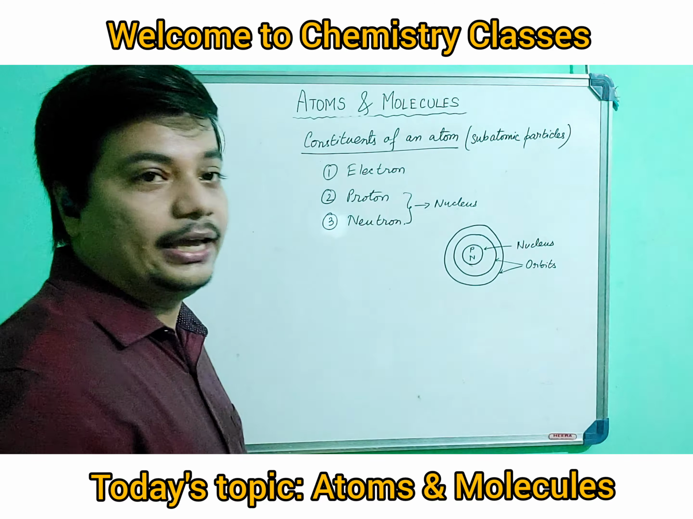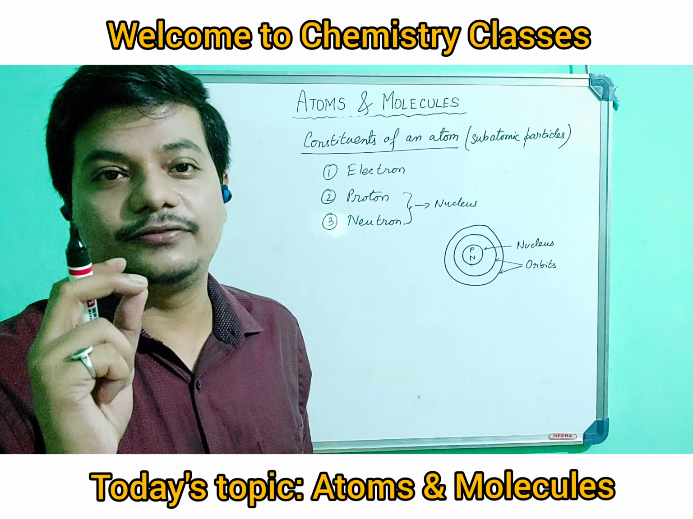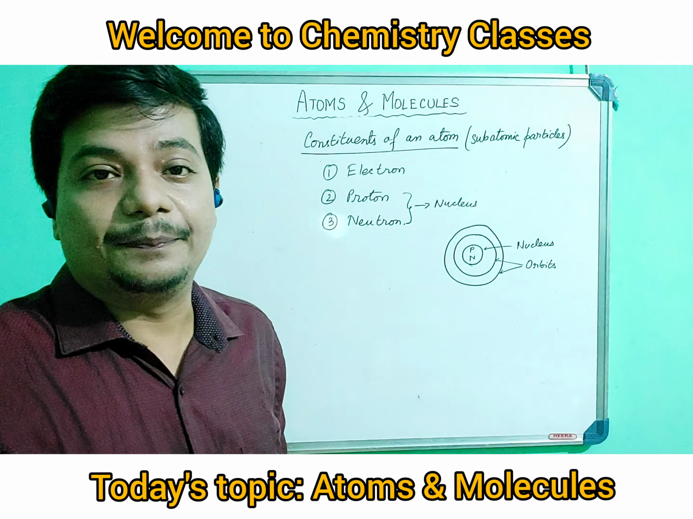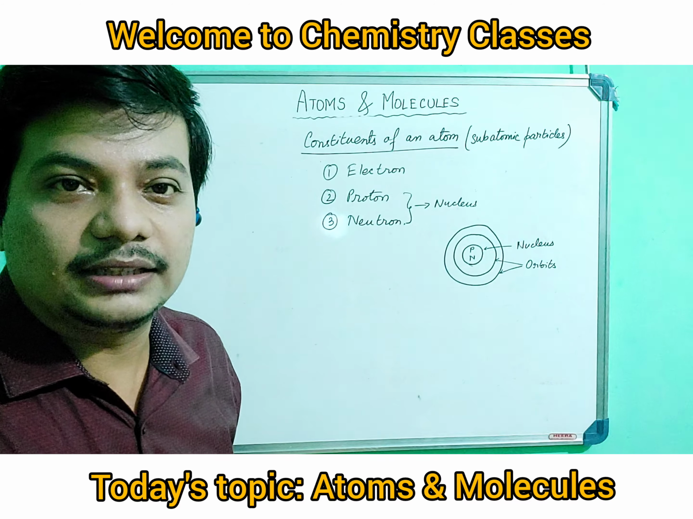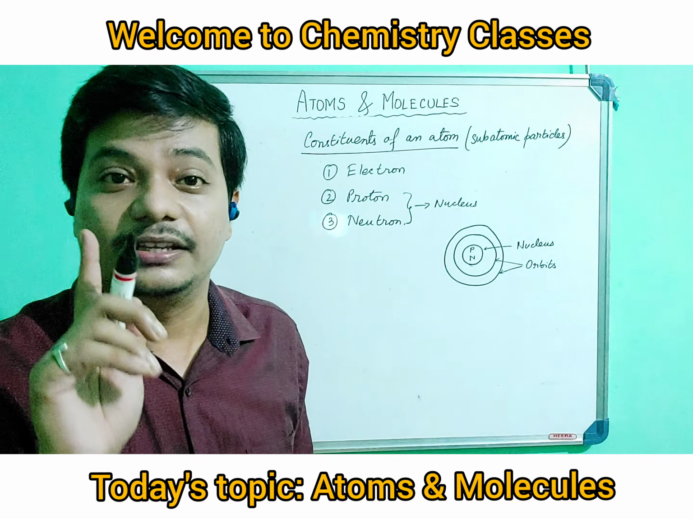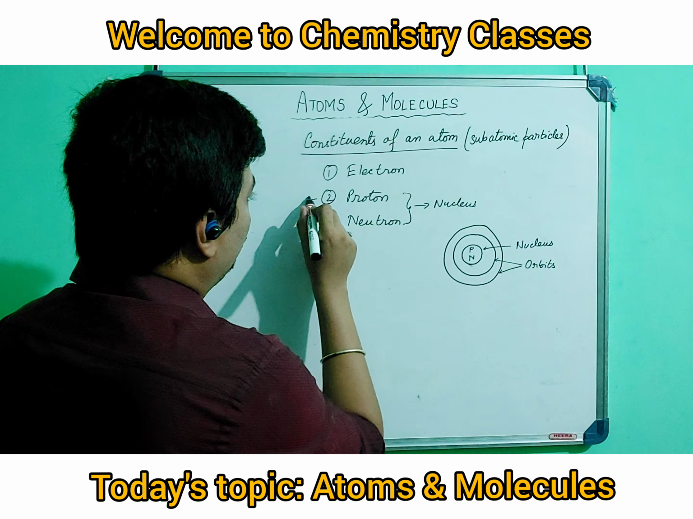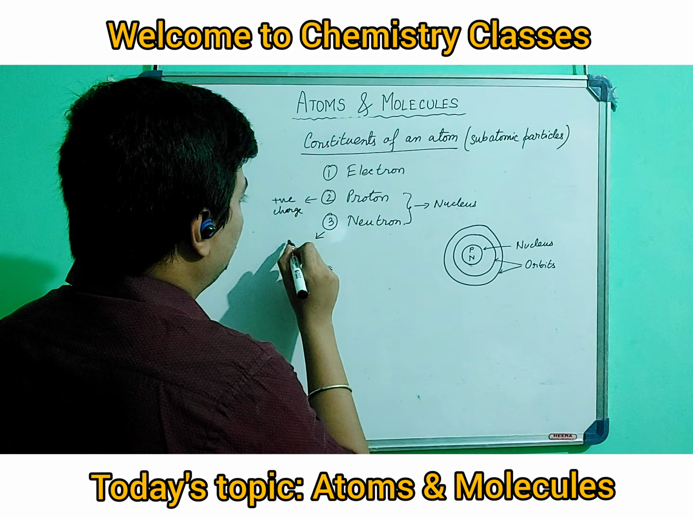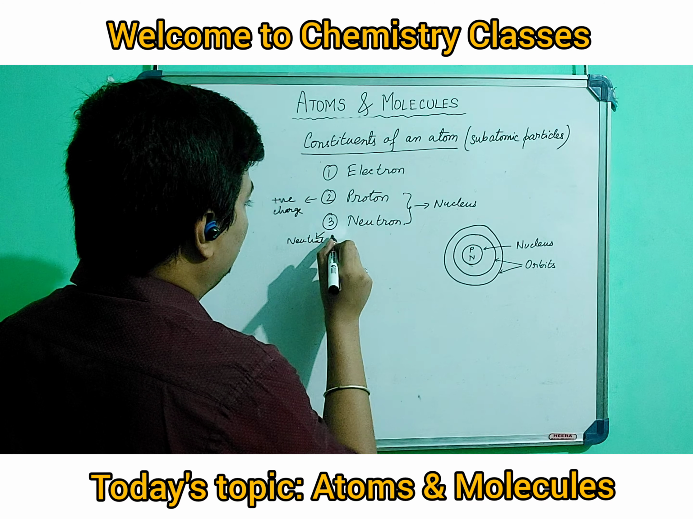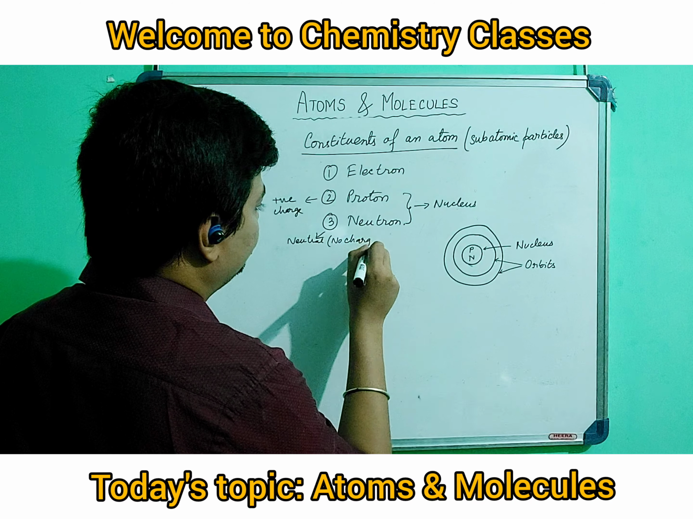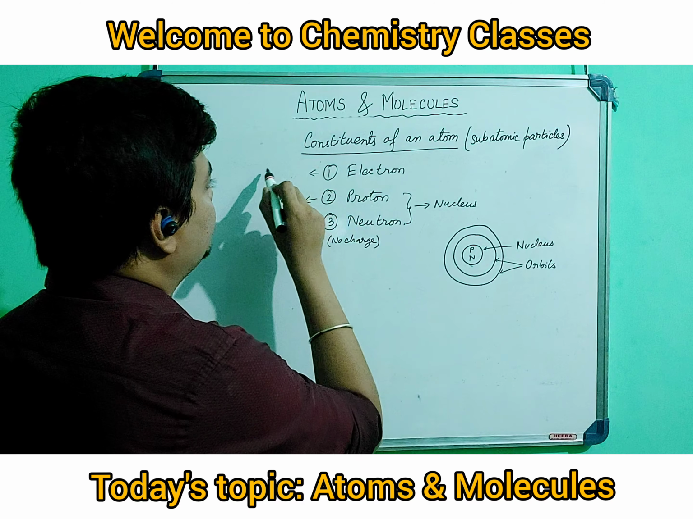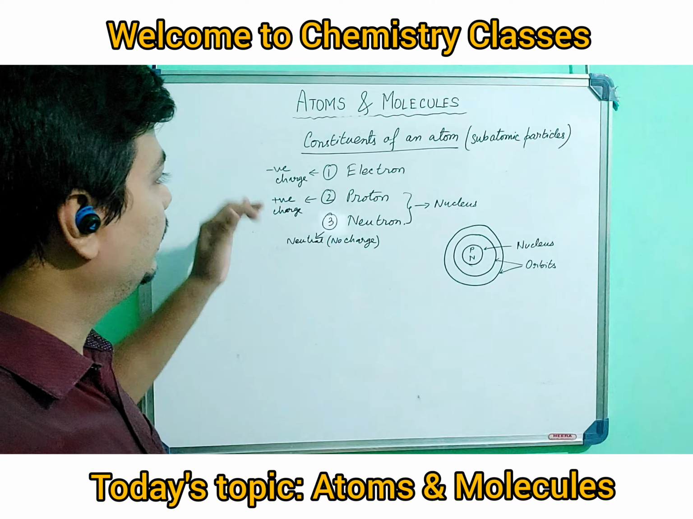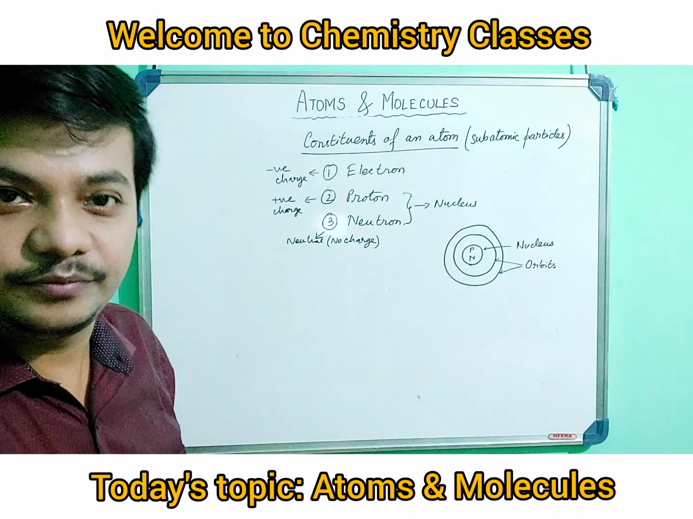Now this proton is basically bearing the positive charge. There are certain charges of these subatomic particles. Proton bears the positive charge. Neutron on the other hand bears no charge at all. They are neutral, 0. So my proton is positive charge, my neutron is neutral or no charge, and my electron is negative charge. Negative charge, positive charge, neutral, right?